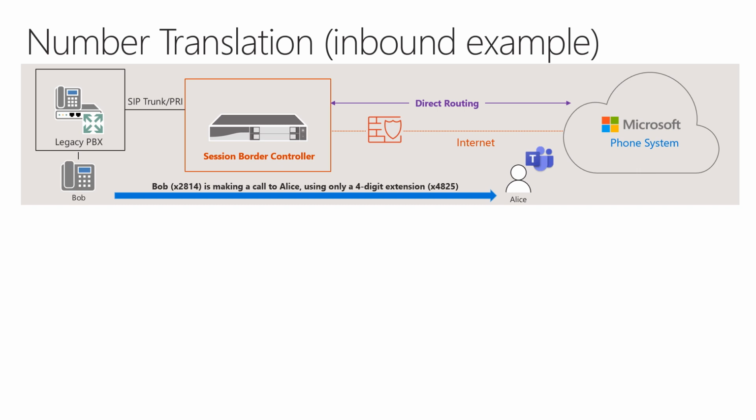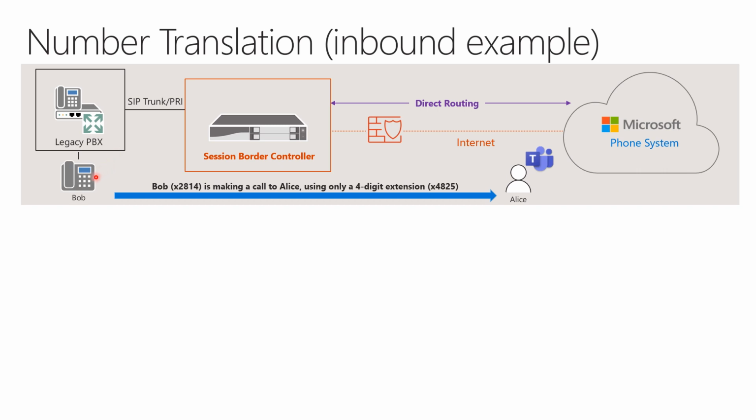Let's step through an example of number translation for an inbound call. If we take a look at this screen here, I have my session border controller, which is configured with direct routing to Microsoft Phone System to my service, right? And this session border controller is connected via SIP trunk to a legacy PBX. This could be our old Cisco or Avaya PBX that we're using.